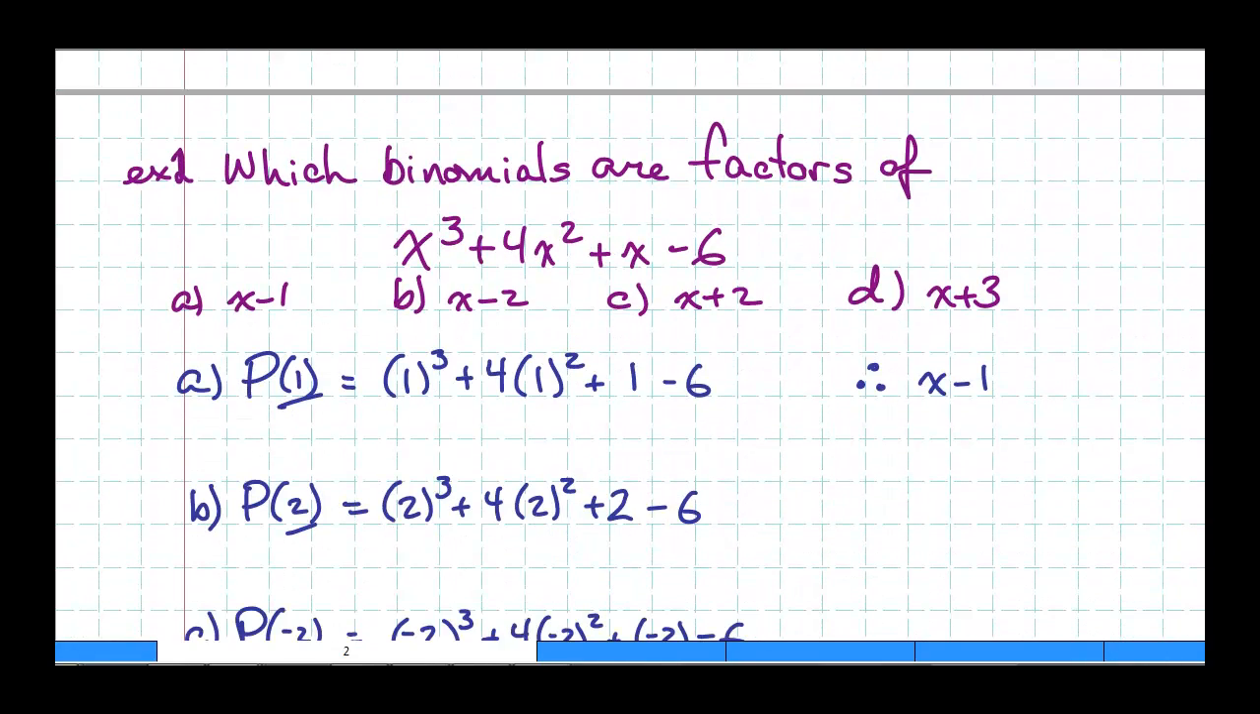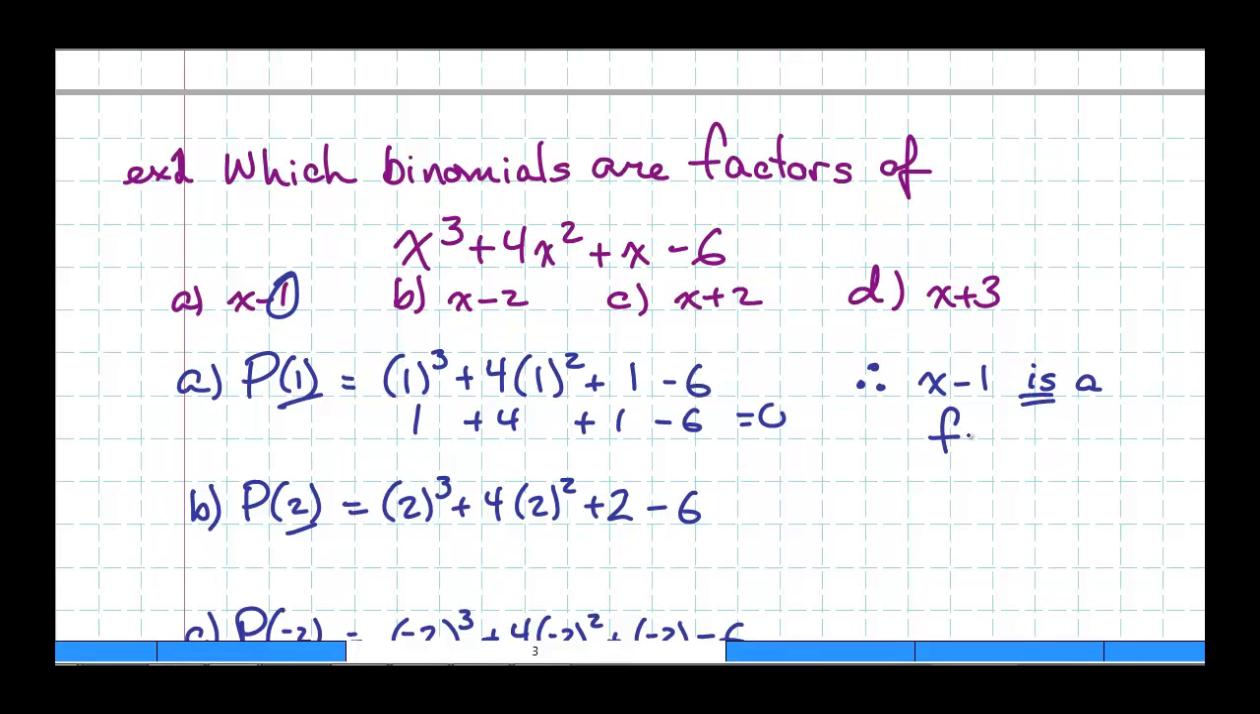So we went on to a second example. In the second example, it's a common question: which binomials are factors of the cubic? They gave us 4 binomials here: x minus 1, x minus 2, x plus 2, and x plus 3. We're going to test them by taking the a value. In this first case, the a value is 1, whatever comes after the negative sign. So p of 1 is 1 cubed plus 4 times 1 squared plus 1 minus 6. So that's 1 plus 4 plus 1, that's 6, minus 6 is 0. Therefore, x minus 1 is a factor.